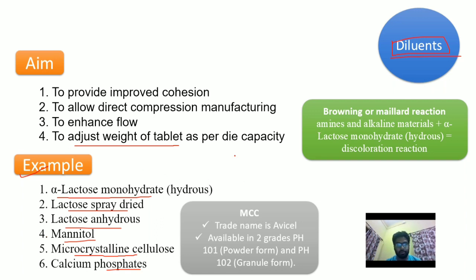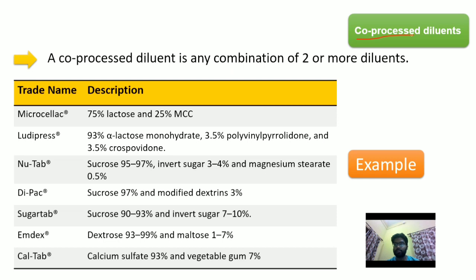See, among these diluents, alpha lactose monohydrate gives a decoloration reaction in the presence of amines or alkaline materials, and this kind of reaction is known as Browning or Maillard reaction. In case of MCC, I mean microcrystalline cellulose, the trade name is Avicel, and it is available in two grades. One is PH 101, which is powder form, and one is PH 102, which is granule form. So these are the brief information about your diluent.